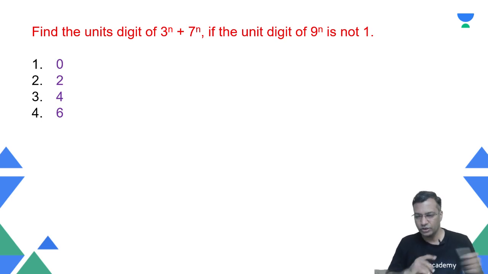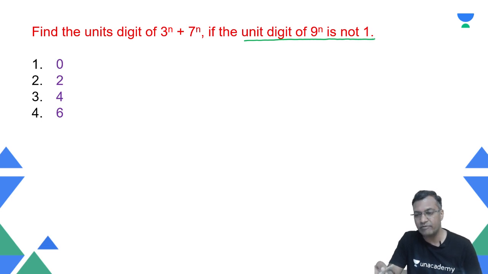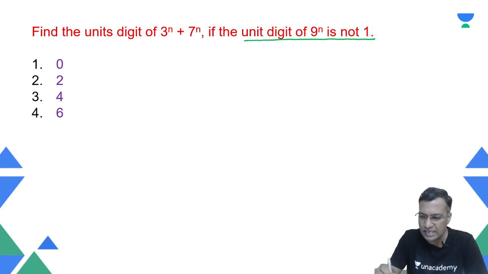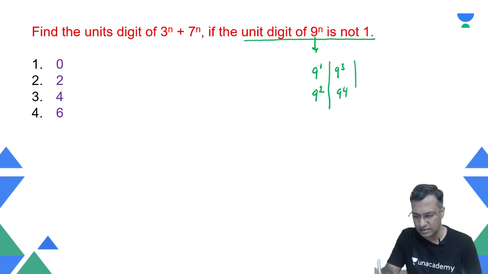Yeah, okay. So here I need to go. The unit digit of 9 power n is not 1. Then what can it be? We know the cyclicity for 9, right? This is only 2. That is, 9 power 1 we have, then 9 power 2 we have, because 9 power 3 would go with this, 9 power 4 would go with this. This is one cycle, second cycle is 9 power 5, 9 power 6, etc.